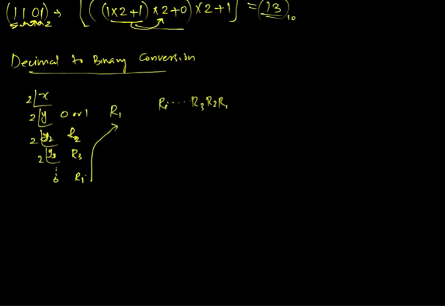So for example, if you consider the decimal number 44, now I want to convert this decimal number 44 to a binary number. For that, let's divide this 44 by 2 first. The quotient will be 22 and the remainder is 0, that I am putting here. Now again divide it by 2, so the quotient will be 11 and the remainder is again 0.